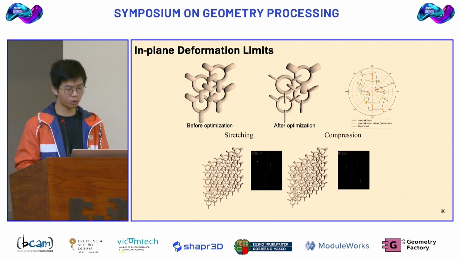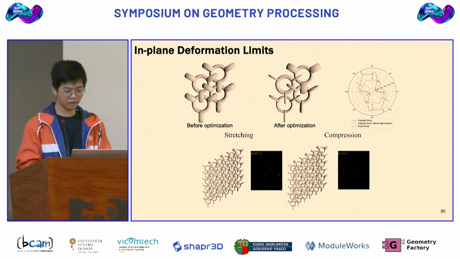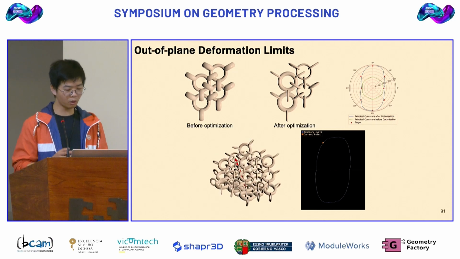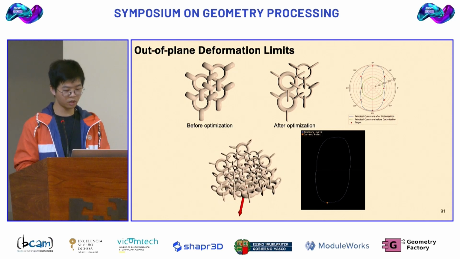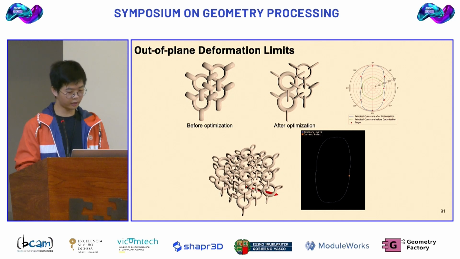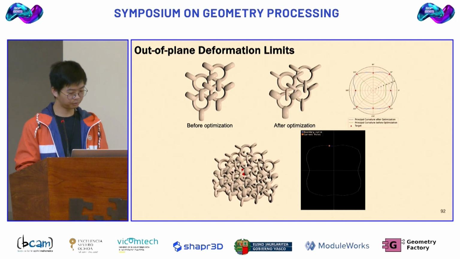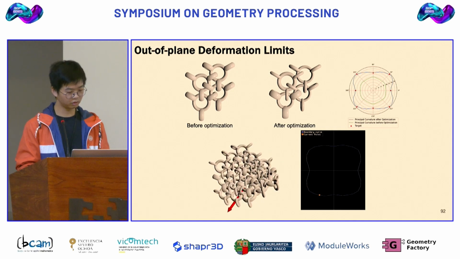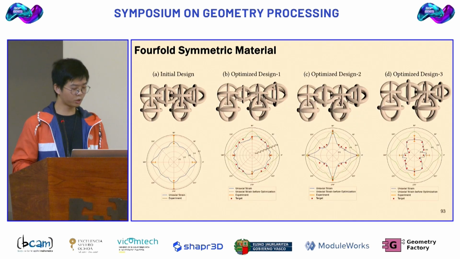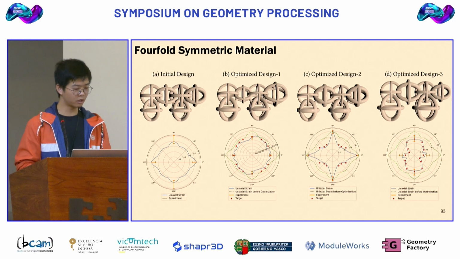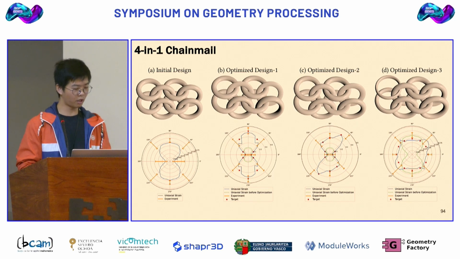And this one we optimize to an anisotropic profile from the same initial guess. And this leads to obvious heterogeneous element distribution. And for out-of-plane bending, we can fit the material with orthogonal bending deformation limits like this one and this one. And our method can also apply to other kinds of elements, for example, this four-fold symmetric material and the basic CML.